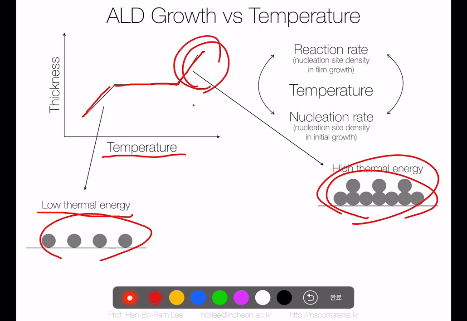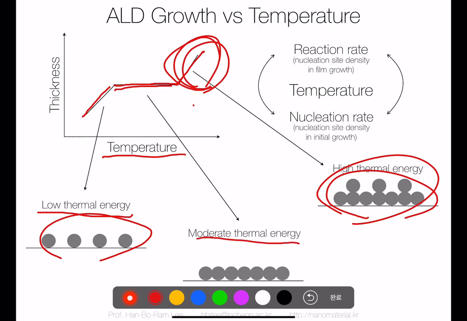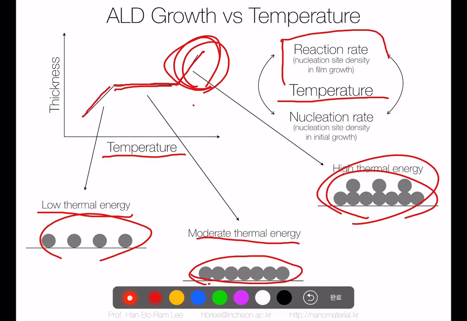So this is not the ALD growth regime. Once we enter this growth regime, we cannot precisely control the thickness of the ALD film. In this area of moderate thermal energy, we can have a very well surface-saturated reaction. So the temperature can affect two different factors. First of all, the reaction rate. If the temperature is increased, the precursor adsorbs on the surface and then the counter reactant reacts with the precursor, that is the reaction rate.